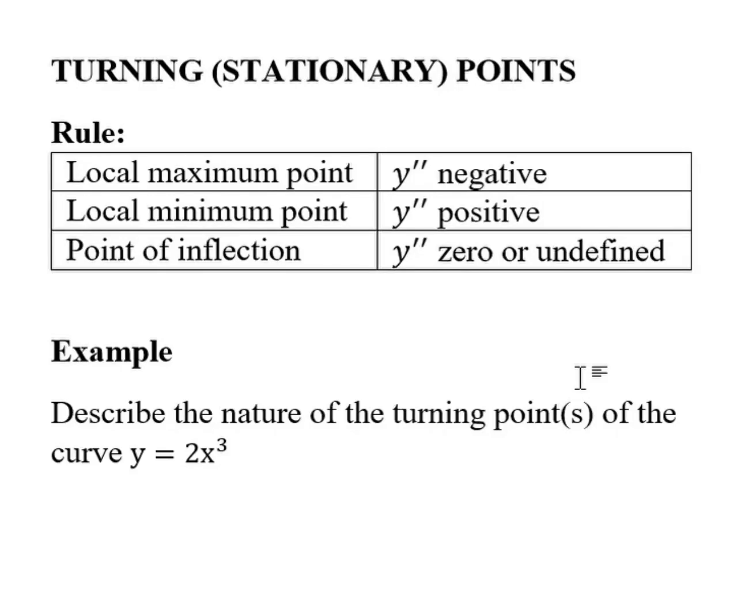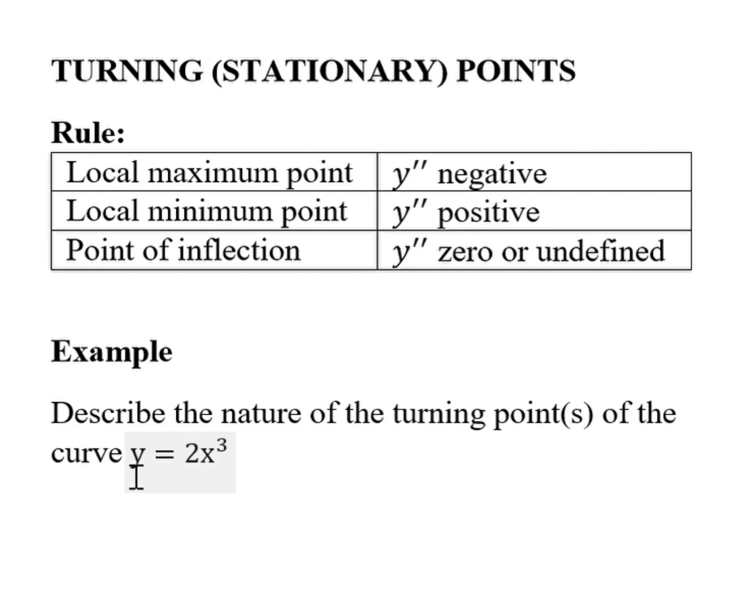In our previous lesson, we said that we identify the nature of turning points using these criteria. Now today we have a question here which we also want to determine its nature of turning point. We have to describe the nature of the turning point or points of the curve y is equal to 2x cubed. First thing we do is to get the gradient function or the first derivative.